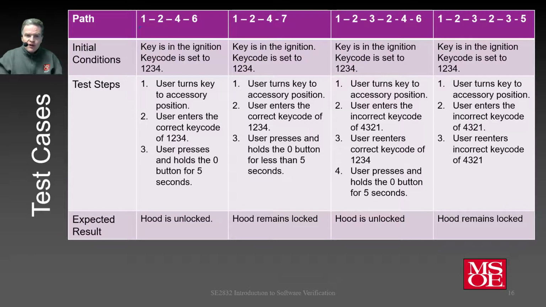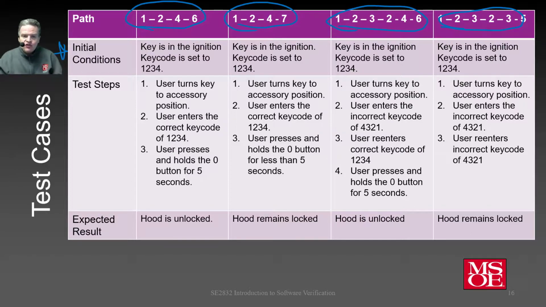Well, what I have to do is look at the paths that I want to achieve here. So these are the paths from the graphs that I had up previously. And then I figure out what are the initial conditions that must be true in order to exercise them. So I've given an initial condition in each case that the key must be in the ignition and that the key code of this security system has been set to a given value, 1, 2, 3, 4. Why 1, 2, 3, 4? Because it's probably the most common luggage scenario ever.